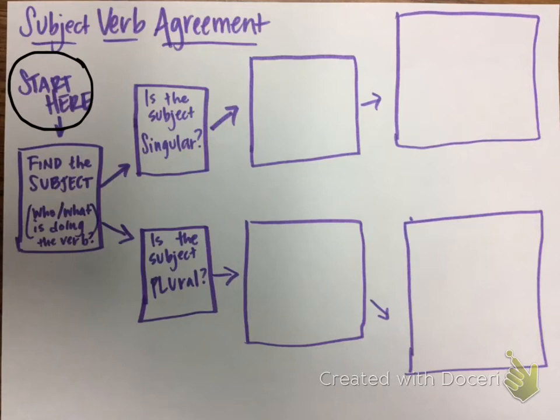Now we've got a little dilemma. We've got 2 paths. We started here about finding the subject, but now we have a choice. We can go this way or we can go that way. So the first thing we're going to ask ourselves is the subject singular? If the subject is singular, we're going to the top. If the subject is plural, we're going to the bottom. So make sure to fill in singular and plural on your map.